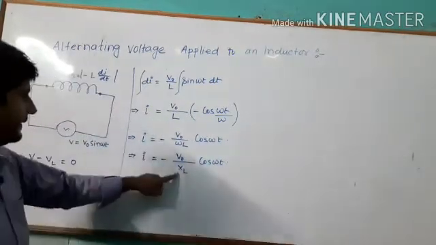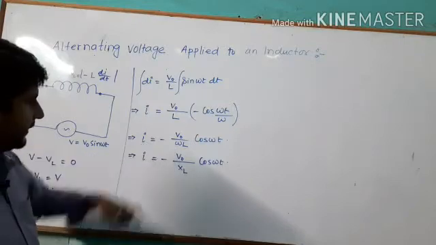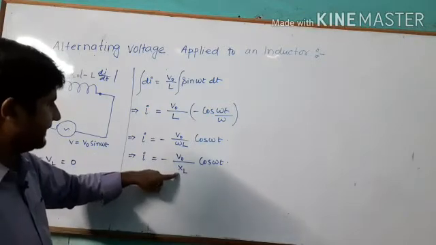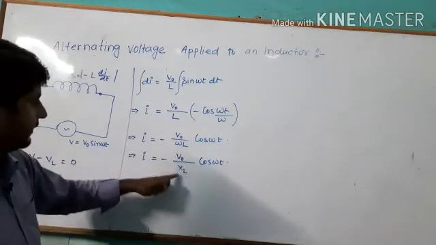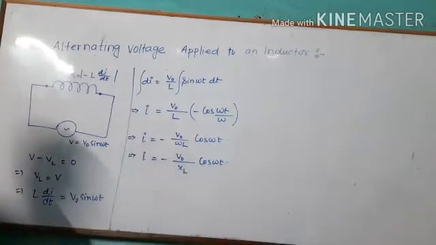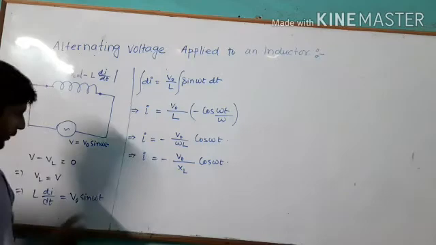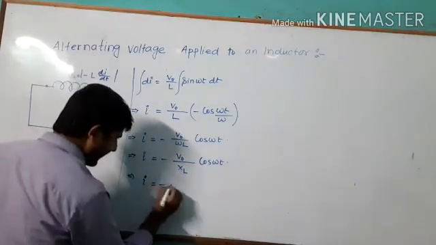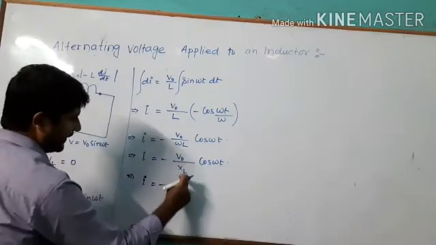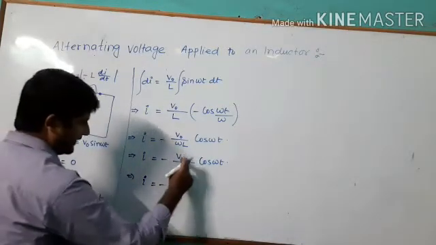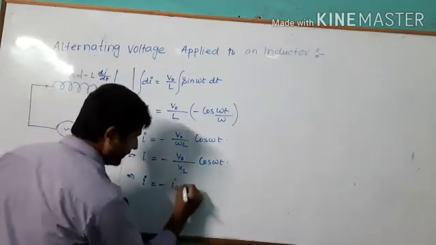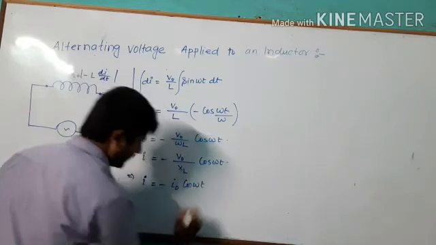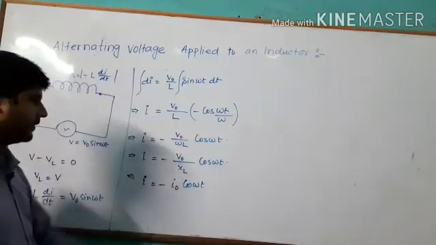So what is XL? I am writing here omega L equal to XL. XL is the resistance offered by this coil to oppose the flow of the current. So here I am writing I equal to V0 by XL. So voltage by resistance is current. So this is I0 into cos omega t. So I0 is V0 by XL, which is called peak current.